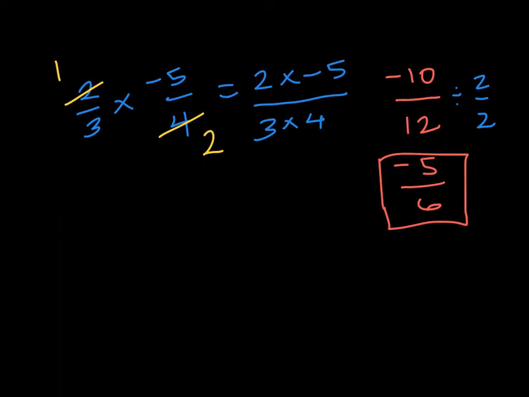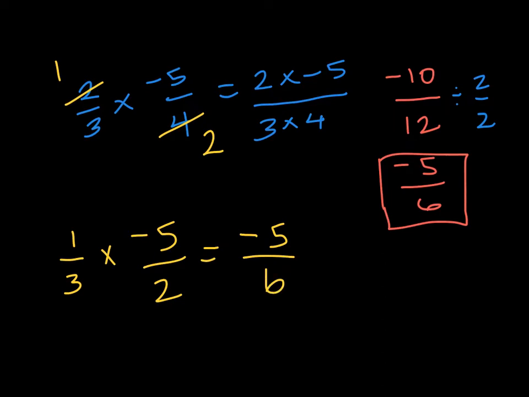And I would rewrite this fraction as 1/3 times -5/2. And then I would just multiply straight across like I did earlier. So 1 times -5 is going to give us -5. And 3 times 2 is going to give us 6. Cross-canceling is not required. You can just multiply straight across to begin with, but then you'll have to simplify more at the end.